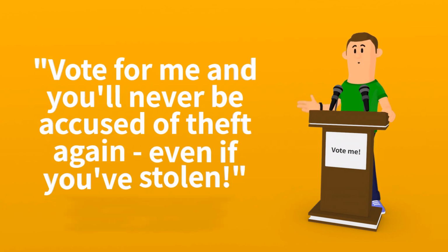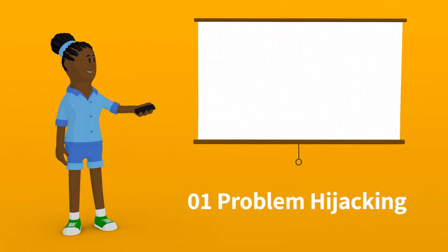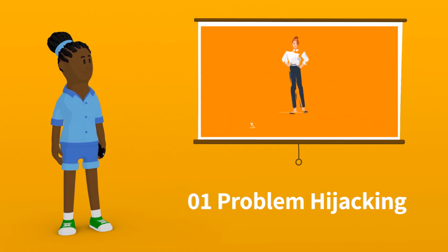Sometimes people do inverse stereotyping because they want to appeal to the short-term interests of people who've been the victims of stereotyping to get political advantage for themselves. That's an example of problem hijacking. Check out our video on problem hijacking for more information on that.